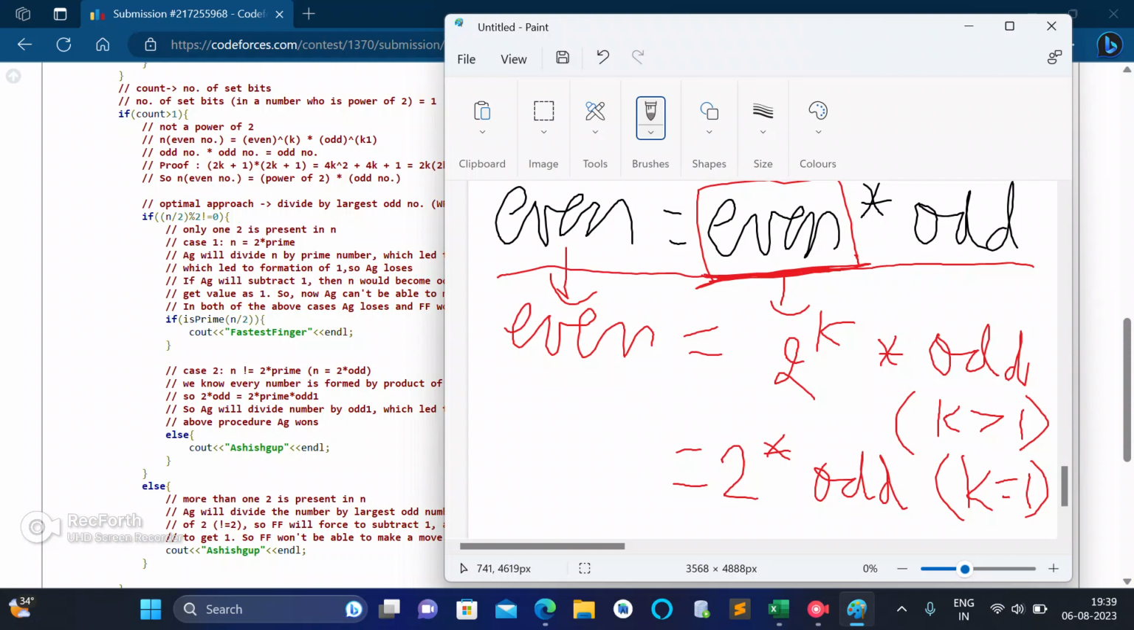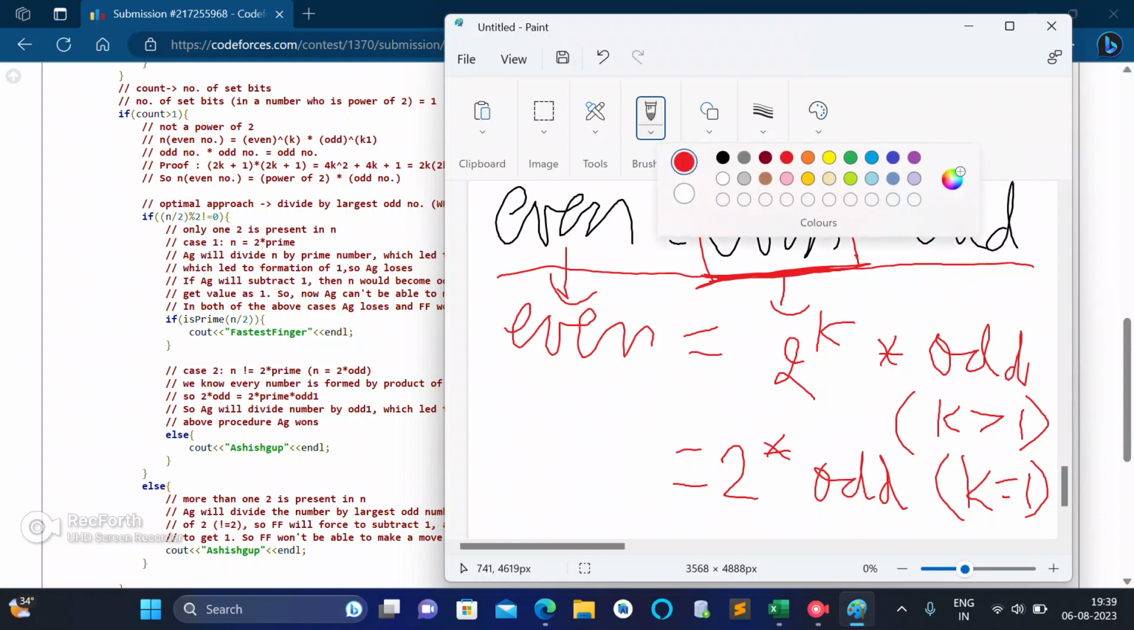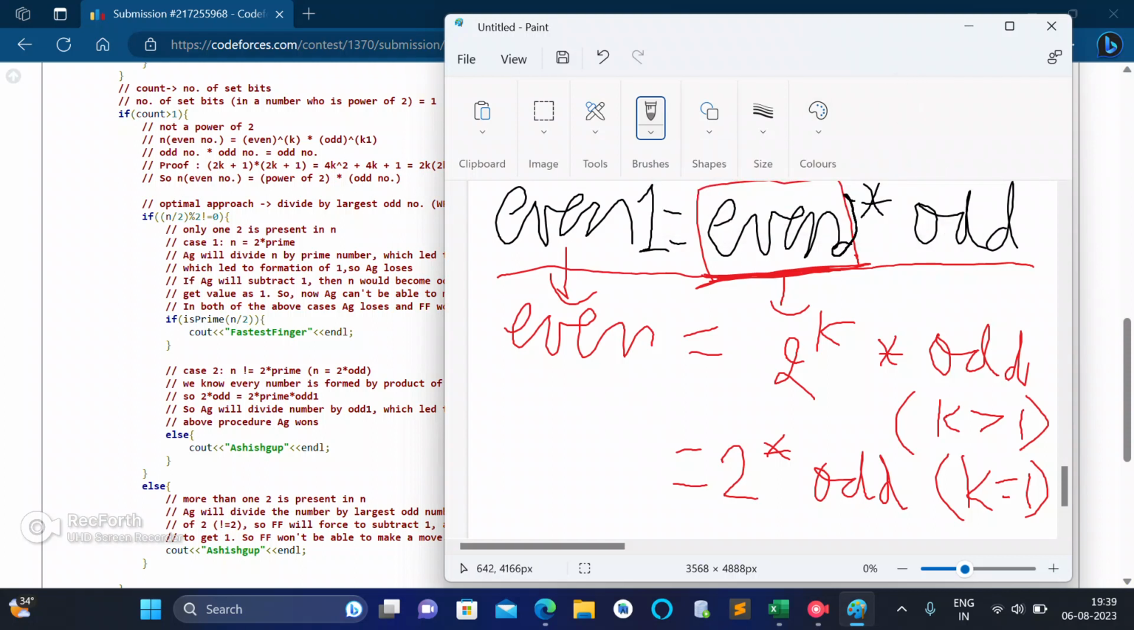First, even can be represented as 2 raised to the power k into odd, where 2 raised to the power k is some even number, because I know that every even number can be represented as even and odd. If I represent any even number in terms of, let's say, even 1 and even 2, I'm saying that even 1 is represented as the product of even 2 and odd. It means even 2 must be a power of 2. Why must even 2 be a power of 2? Because we have removed all the odd numbers from even 2.